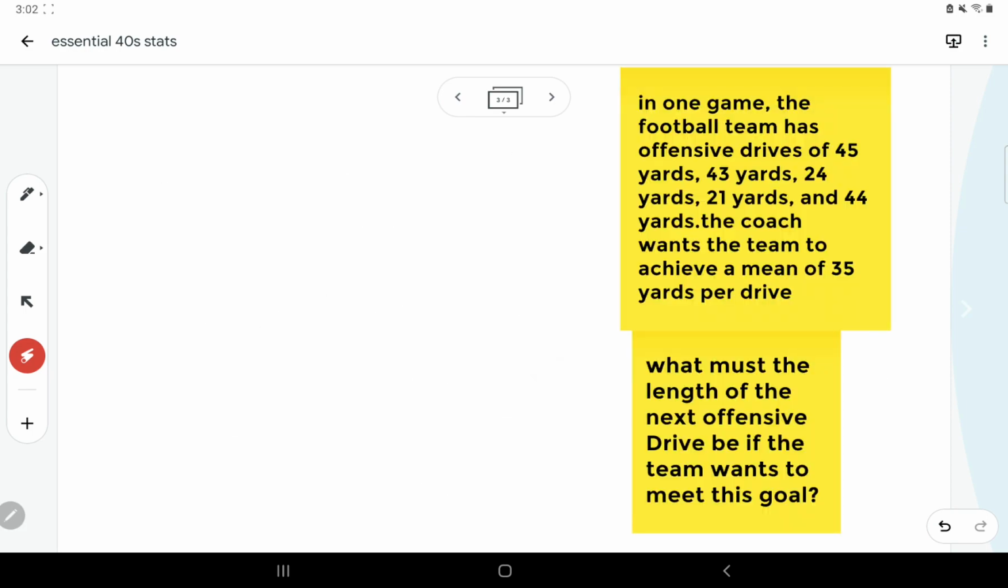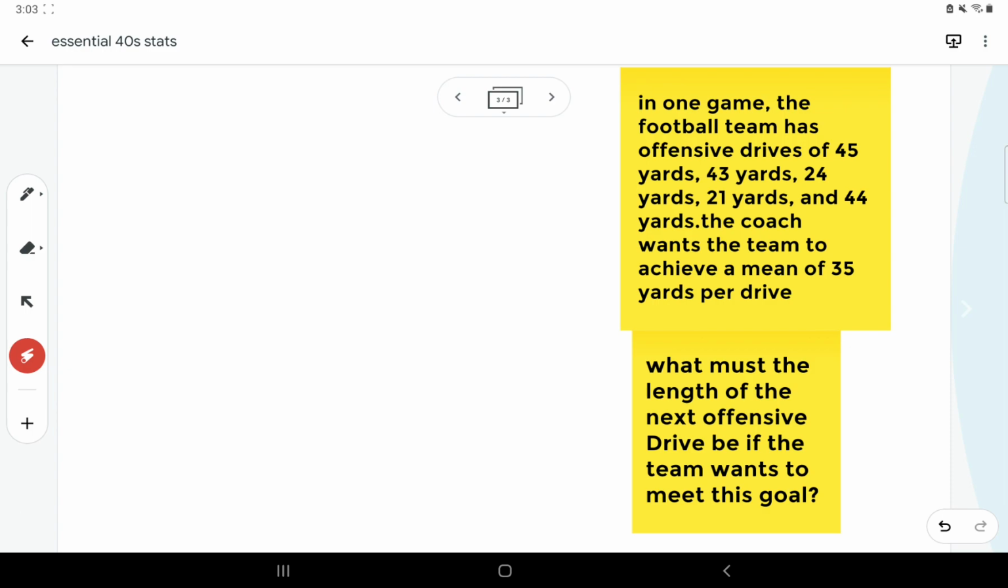So this example is all about football. In one game, a football team has offensive drives of 45 yards, 43 yards, 24 yards, 21 yards, 44 yards. The coach wants the team to achieve a mean of 35 yards per drive for this game. So the question is, what must the length of the next offensive drive be if the team wants to meet this goal? So instead of starting with a complete data set, we have an incomplete data set.